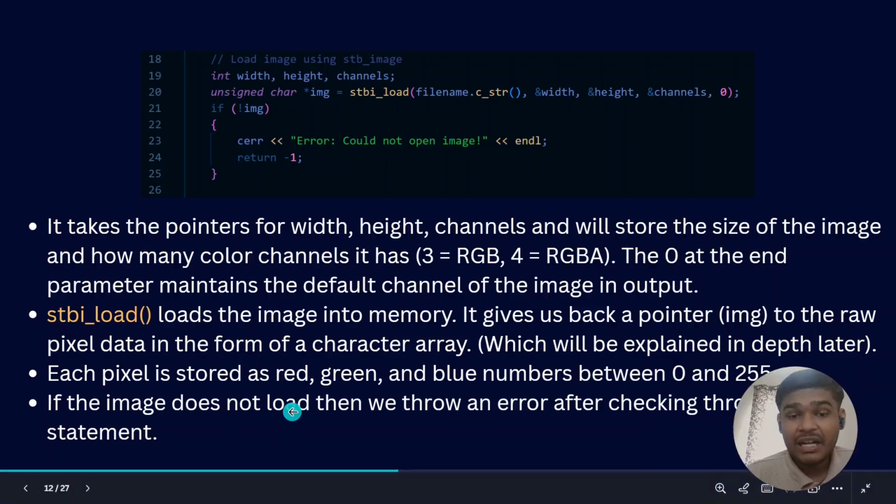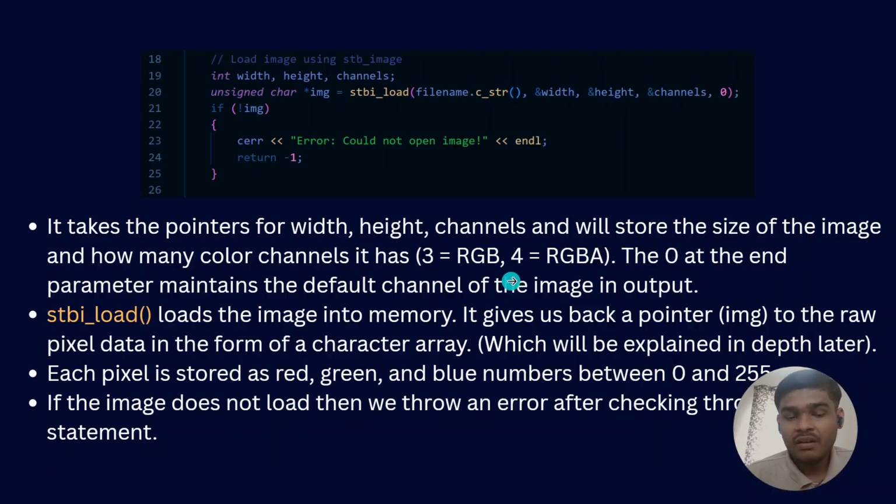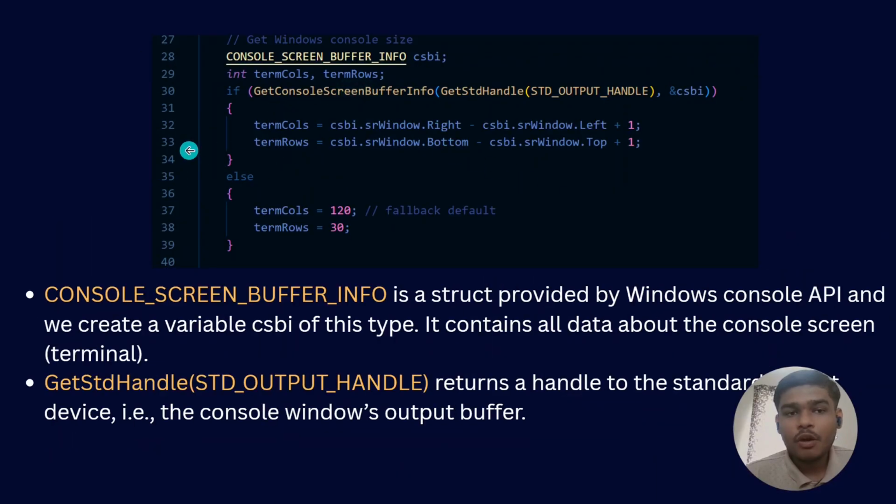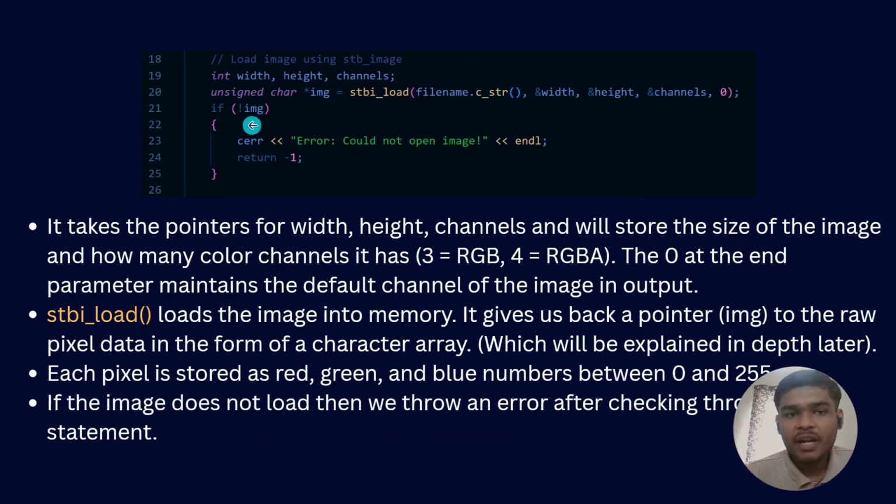And if the image does not load, or in some cases, if the file is corrupt or in an unsupported format, then we throw an error after checking through an if statement whether the image is populated or not. If the image is not populated, this image will remain null or zero, and putting a not symbol before it will make this condition true, and then this C error will run.